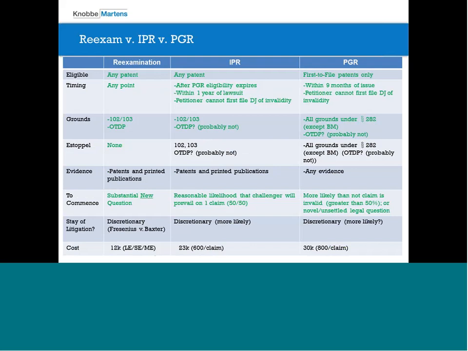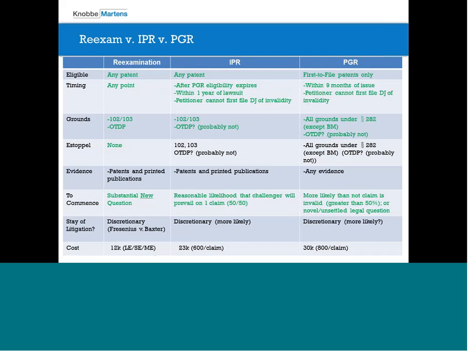Other differences between re-exam, IPR, and PGR. Re-exam is available for any patent, same with IPR. In contrast, PGRs, we won't see those for a while because they're first to invent only. Timing requirements: re-exam can be filed at any point. IPR can be filed at any time after 9 months for those patents that are PGR relevant, or immediately after grant if they're not PGR relevant. If you've been served with a complaint for a lawsuit, you've got a 1-year window that starts at that point for filing the IPR. And of course, as the petitioner, you can't file a DJ of invalidity, then turn around and file an IPR or a PGR. So keep that in mind.